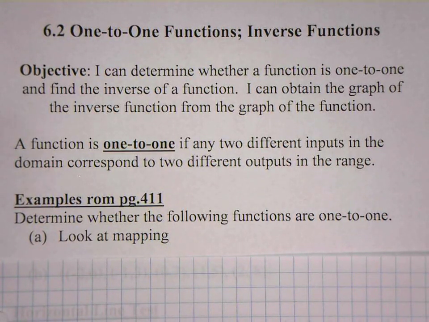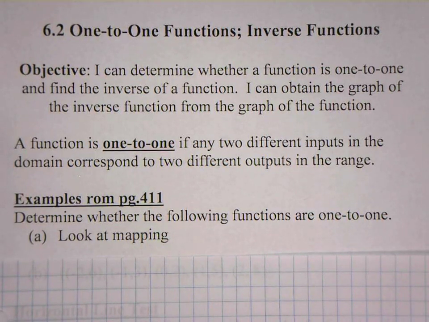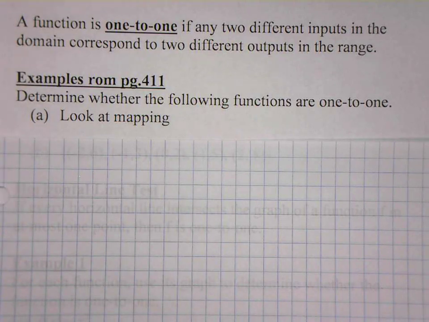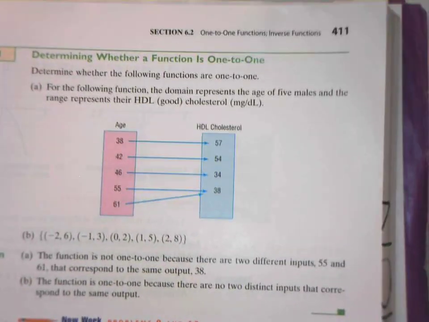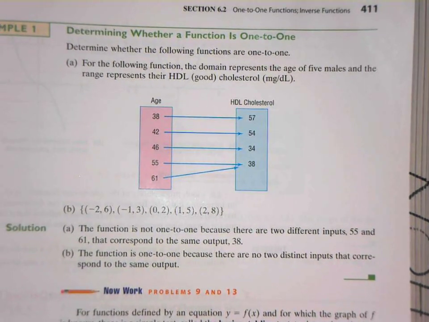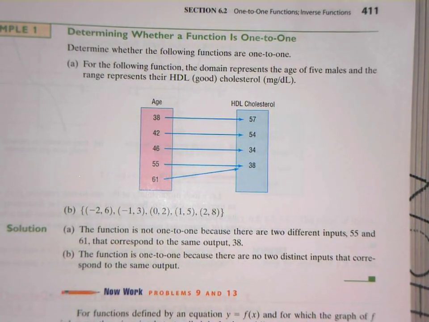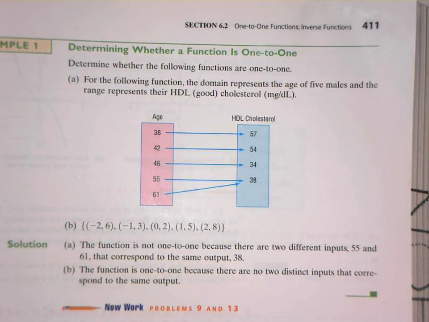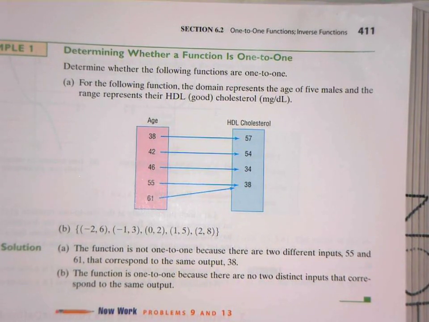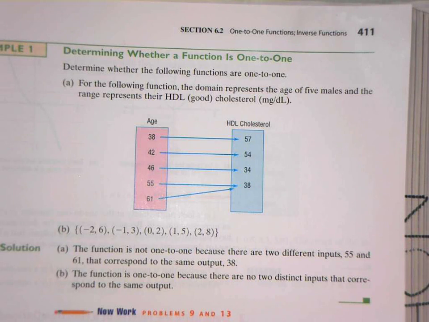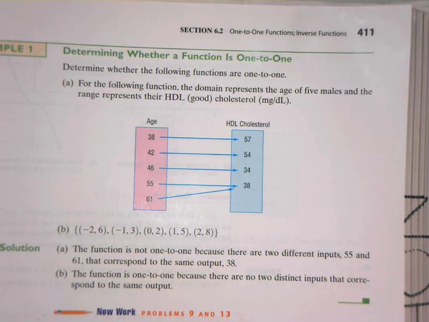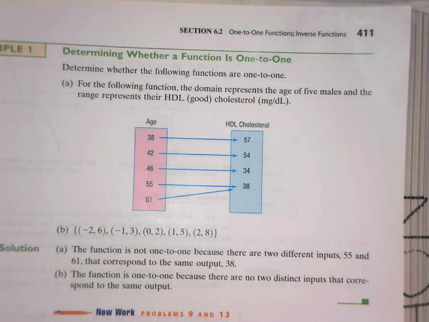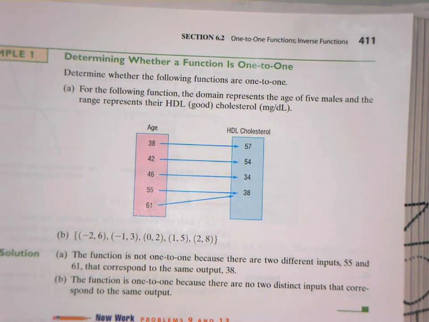Don't really feel like you need to write these down into your notes either. I just wanted to give you some visual examples of what it would look like for one-to-one. So again, page 411 in your textbook. And of course the answers are there also. But I just wanted to show you a little bit here. It says determine whether the following functions are one-to-one. For the following function, the domain represents the age of 5 males and the range represents their HDL or good cholesterol level. You'll notice here I have what would be more called a mapping of an input to an output.